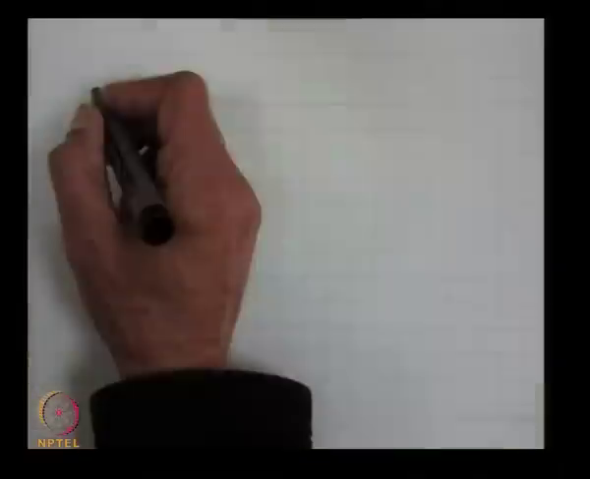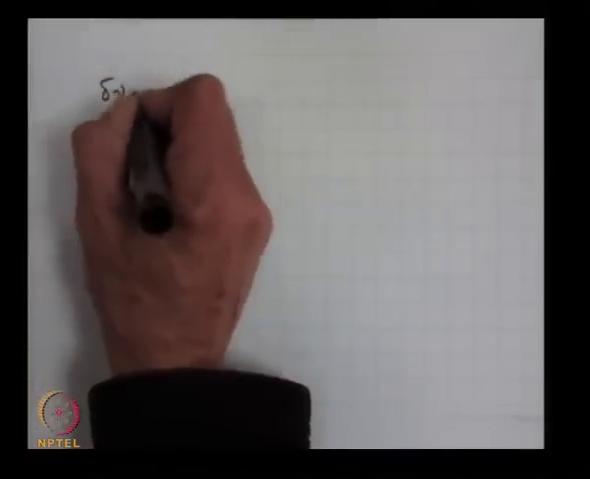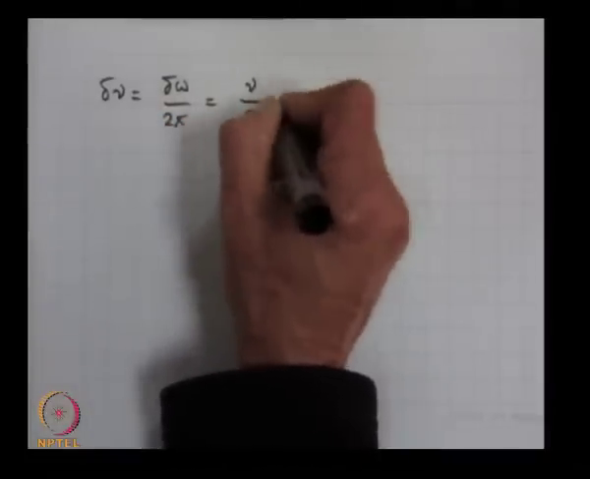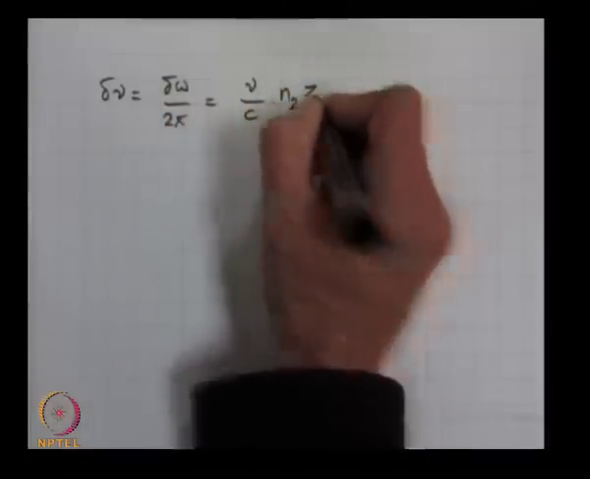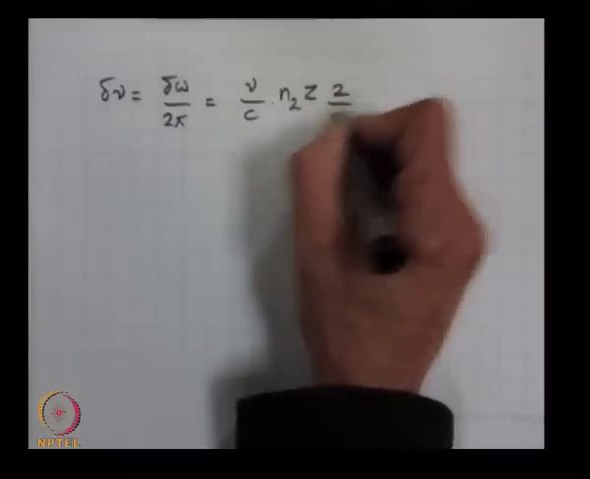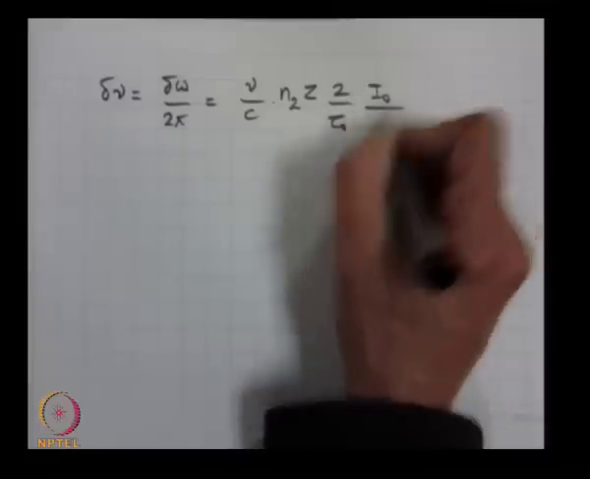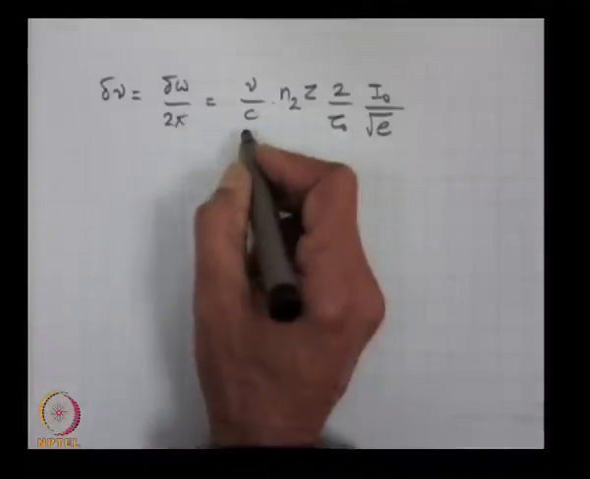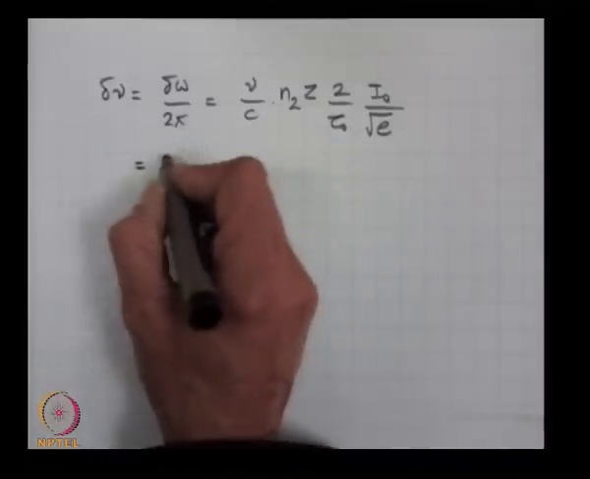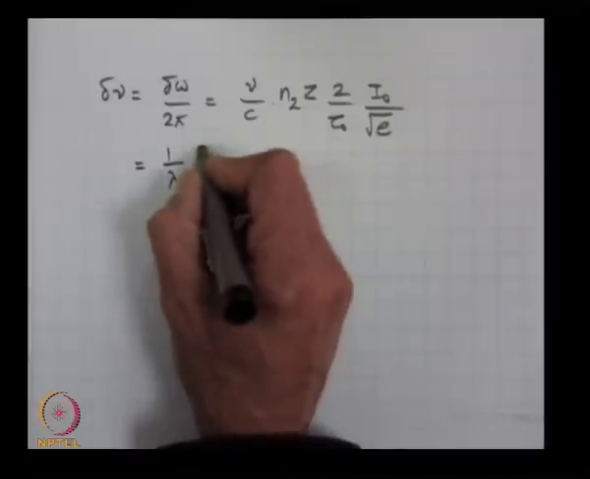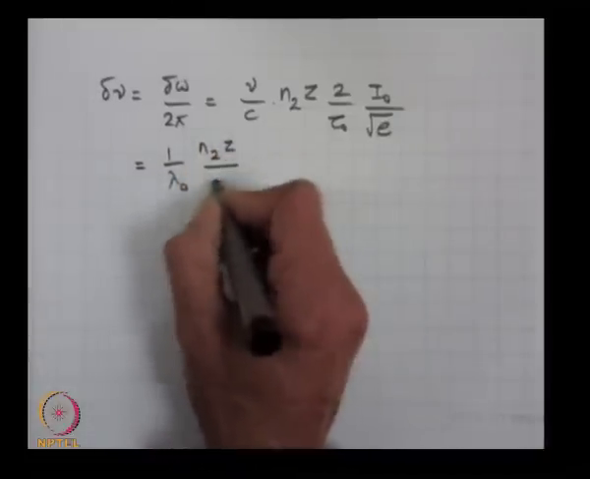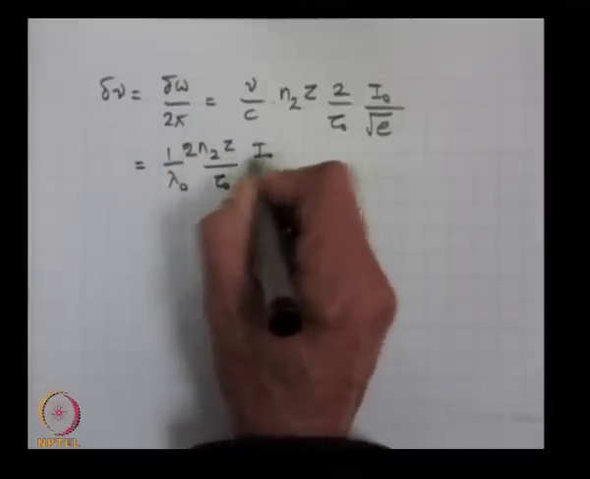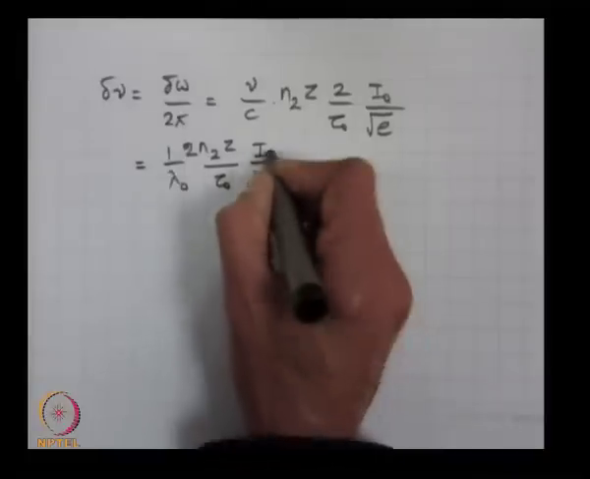Okay, so let me calculate also delta nu. So delta nu is equal to delta omega by 2 pi, the actual frequency. So this is nu by c n2 z into 2 by tau naught I naught. Nu by c is actually 1 by lambda naught, the free space wavelength, and 2 z by tau naught, root.